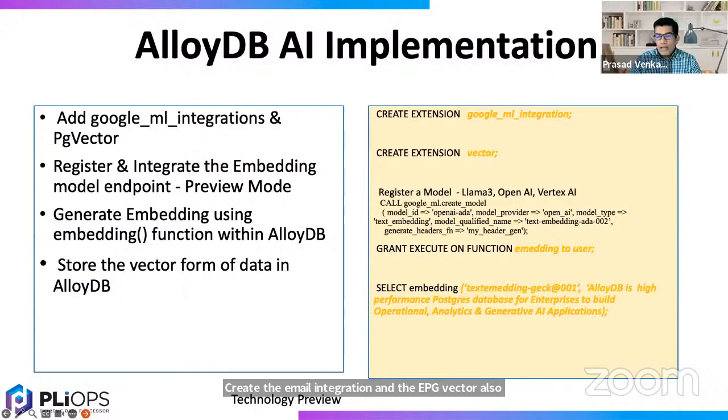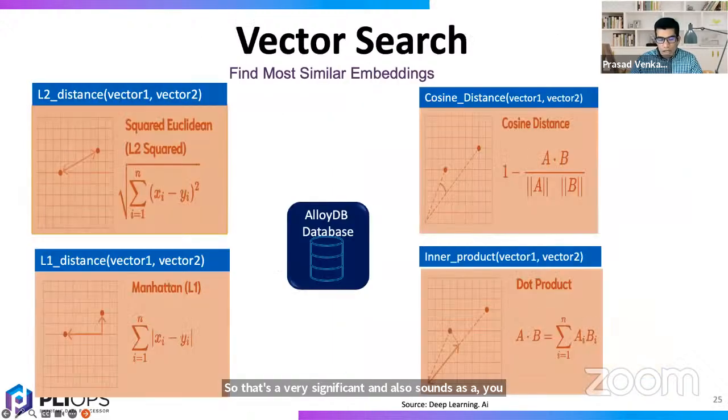And then register the model. Whether you're looking at Llama 3, OpenAI, or Vertex AI, you can register that particular model, and then you provide an execute function on that particular user which is registering, and then you can start fetching the embeddings from within the database itself. You don't need to switch back to your Jupyter notebooks or any of the IDEs. Within the AlloyDB Omni command prompt, by running this command, you can fetch the embeddings. That's very significant, and it also serves as an endpoint, using AlloyDB only, within the command prompt.